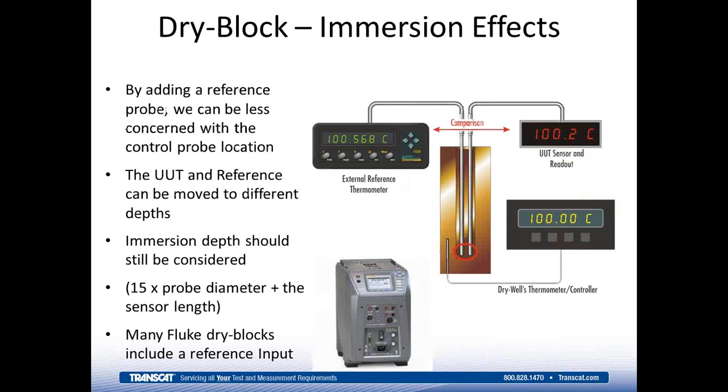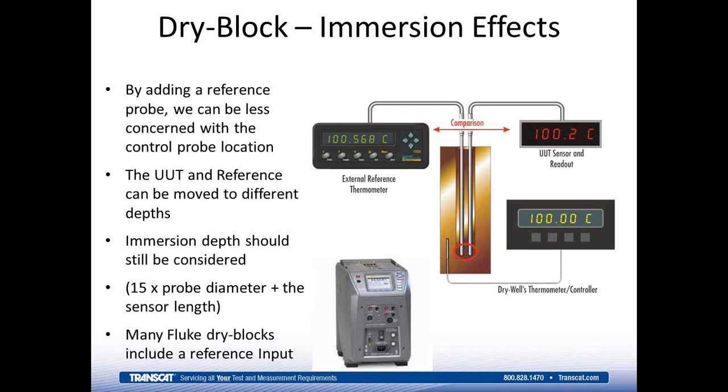A little bit more about immersion. By adding a reference probe, we can lessen the concerns with the control probe location. So in this illustration, we have the unit under test on the right in red. We have the temperature of the dry well bottom right in yellow, and then we have an external reference thermometer on the left in green numbers.